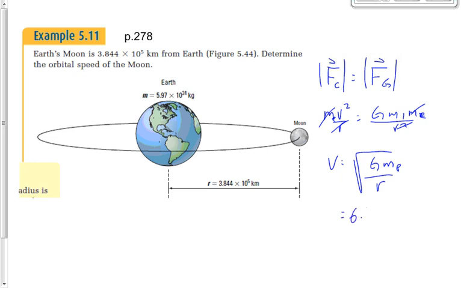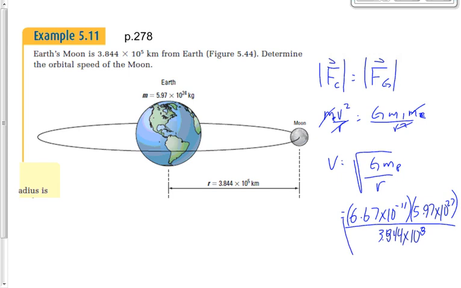Anybody want to make a prediction as to what the speed is going to be, how fast the moon is moving? G is 6.67 times 10 to the minus 11. The mass of the Earth is 5.97 times 10 to the 24, and that's on that table. It's also on your data sheet. R is 3.844 times 10 to the 5. Is that right? No. Convert it to meters. It's 3.844 times 10 to the 8 meters. Now, we don't have to square that because one of the r's canceled there.